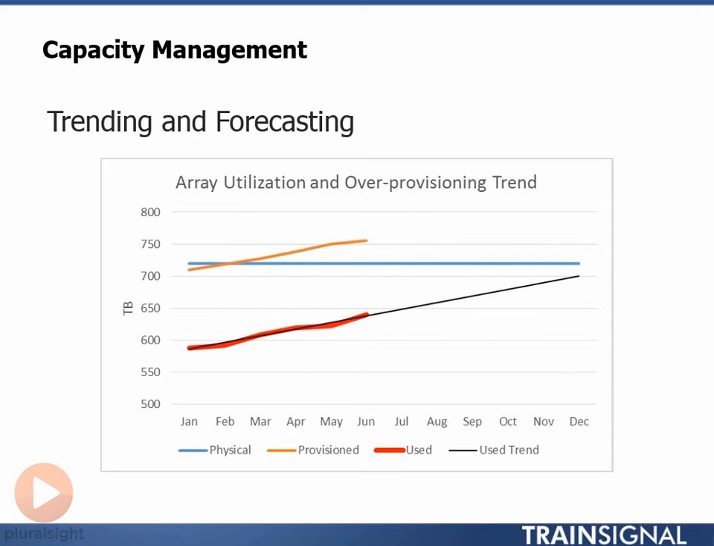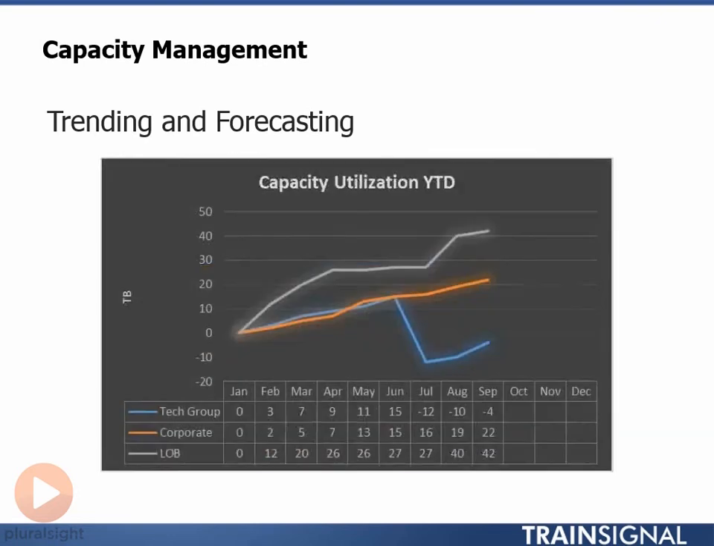Time to look at one more example chart. This time we'll show storage capacity consumption year to date broken down to 3 lines. We'll have one line for how much space the technology group is consuming, another line for corporate functions, things like HR, legal and finance, and a third line for lines of business. So a nice charcoal coloured chart this time.